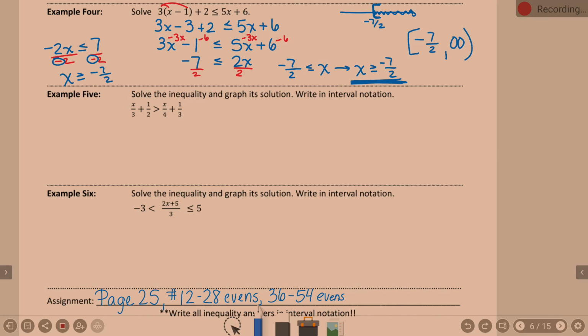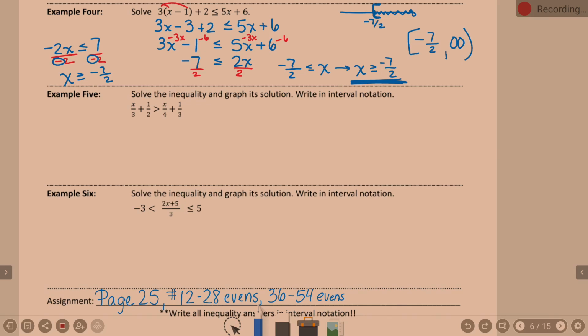So the interval begins at -7/2, and it goes where? Right, to infinity. So -7/2 to infinity. Infinities always use parentheses. -7/2, why did I use a bracket? Because it was equal to. We used a bracket because it was equal to. If it wasn't equal to, I would have used a parenthesis.